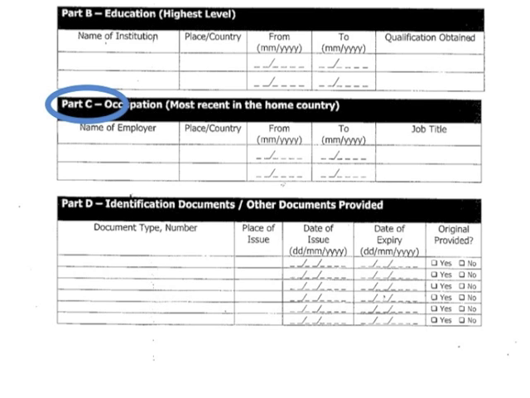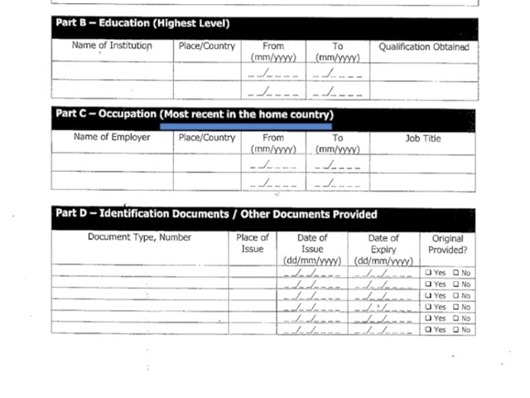We are now on part C. You are asked here about your last profession or occupation in your home country. If you have never worked, you can leave this part blank.